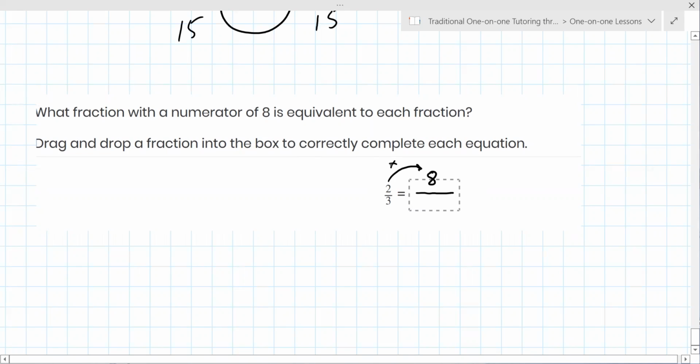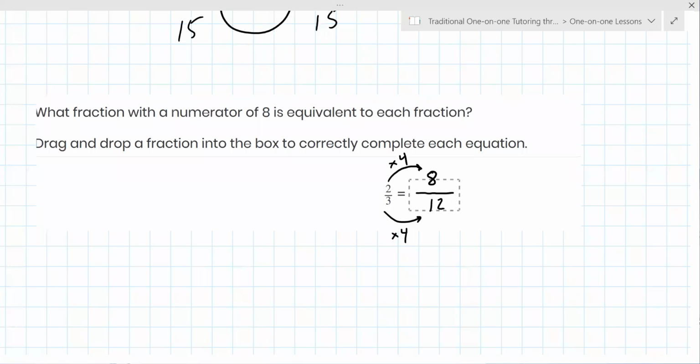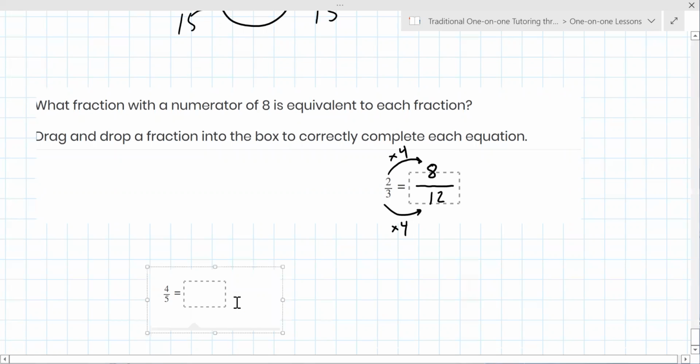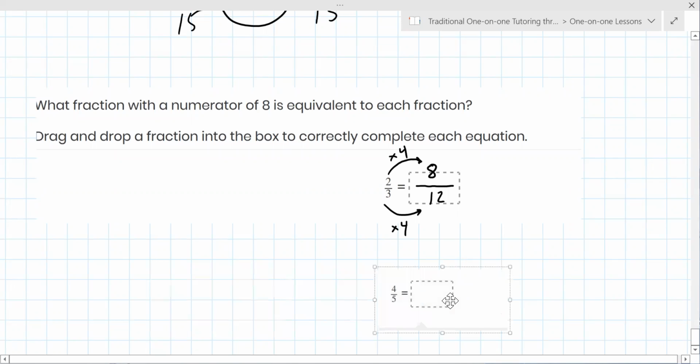4. Okay, so if you multiply the top by 4, you multiply the bottom by 4. So what number goes in the bottom? 12. Yes. Okay, and then it's the same thing for this other one. They give you another fraction. Same idea though. They want 8 in the numerator. So what do you multiply 4 by to get to 8? 2. Times 2. So you multiply the bottom number by 2. What's 5 times 2? 10. Okay, good.